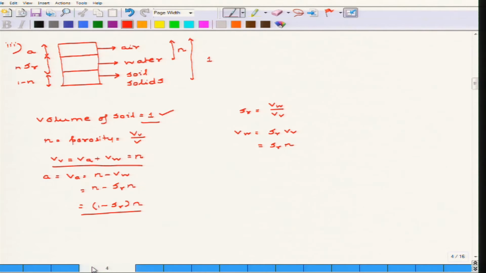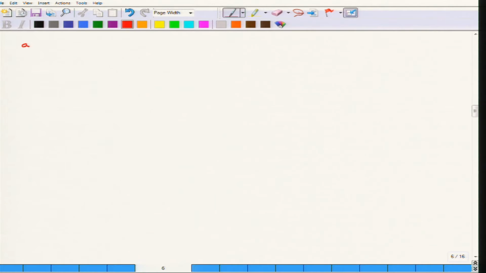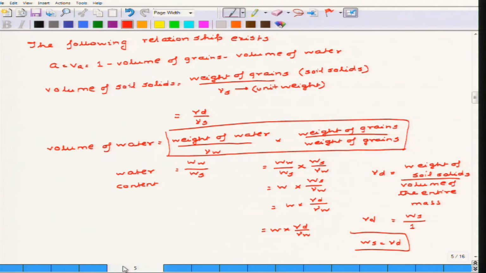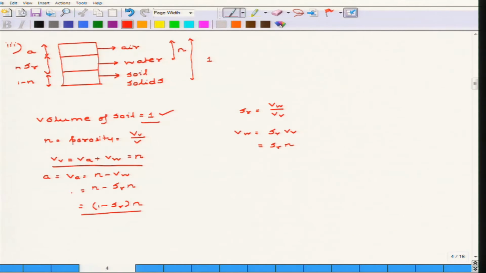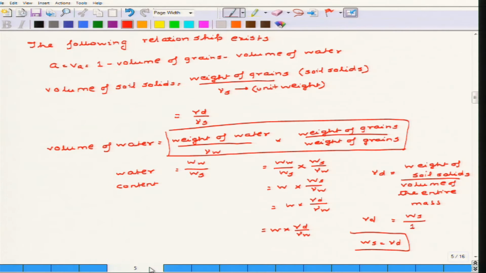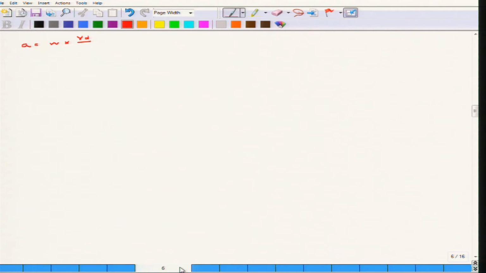Now, we have already found out that the volume of water is equivalent to 1 minus SR into N. So, we can write A is equal to 1 minus the volume of grains minus the volume of water. We have already found out that the volume of air is equivalent to 1 minus SR into N. Now, A is equal to 1 minus volume of soil grains.